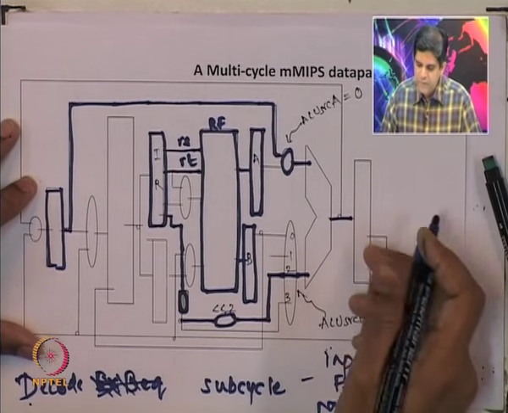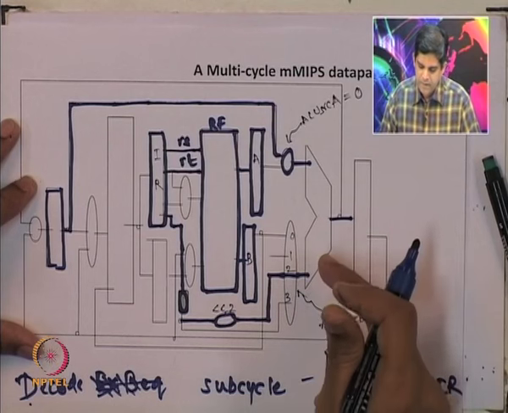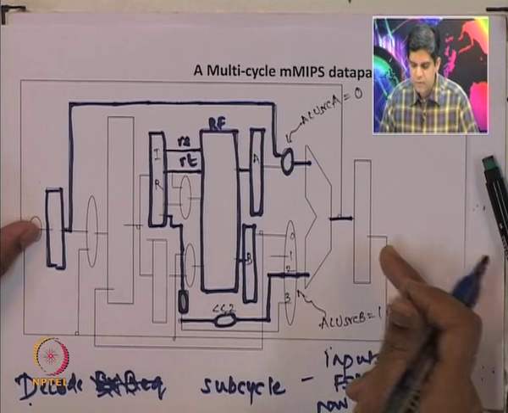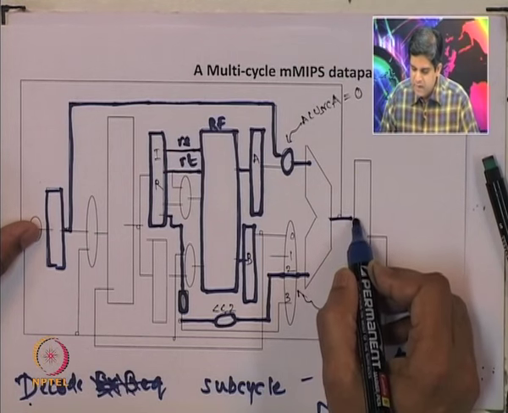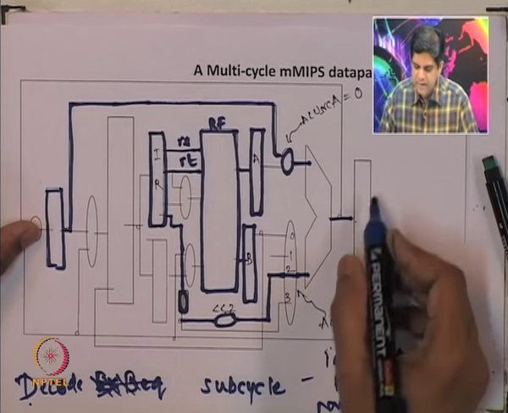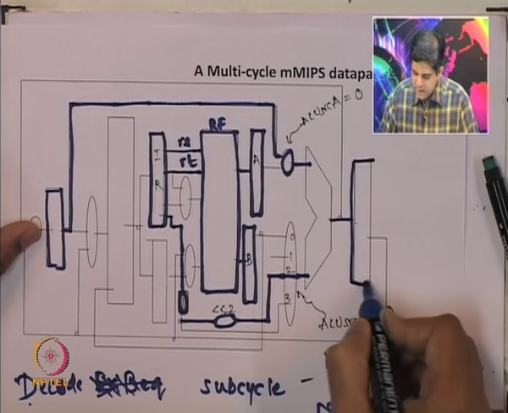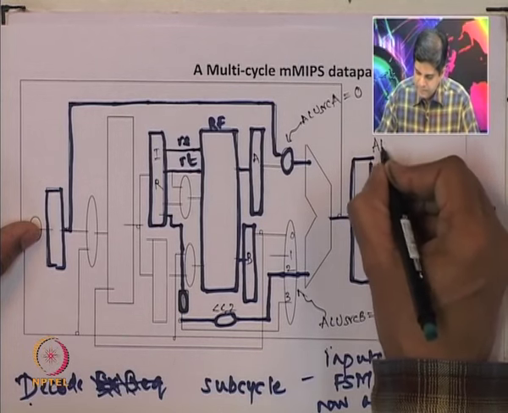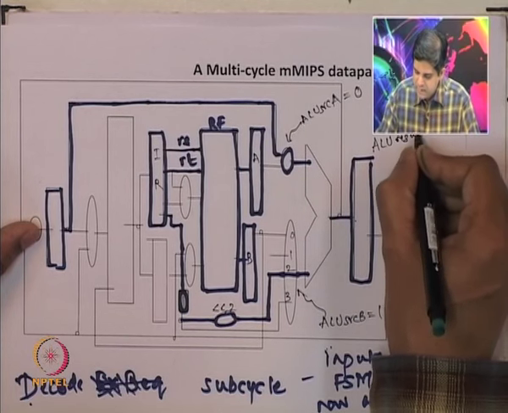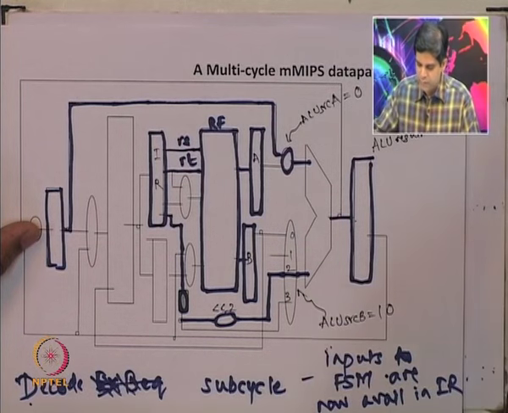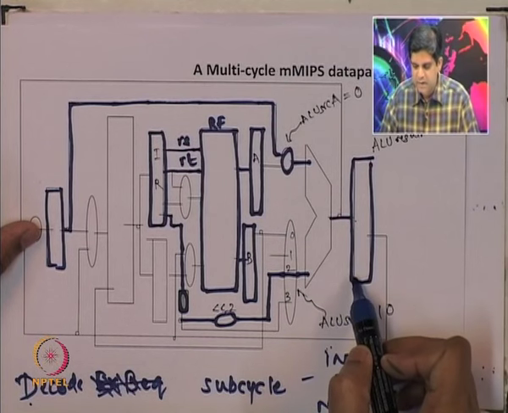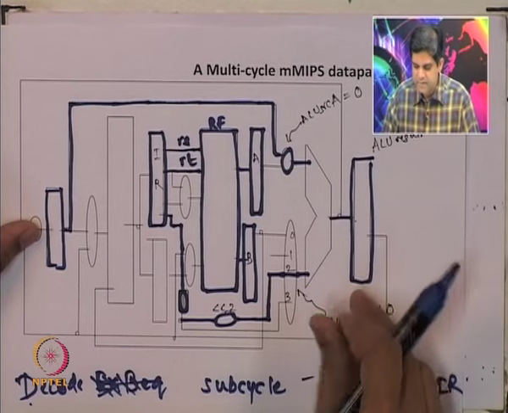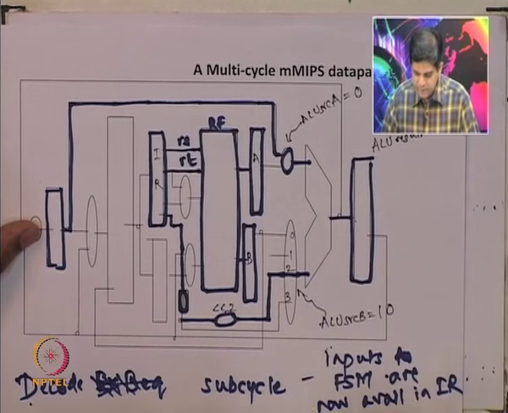So, since we want to defer the decision of whether the branch target address is to be loaded here to the next clock cycle, the information about the target address that we have calculated, we will put it in the ALU out register, the result register. This one will load. Its enable signal will be asserted, so that the branch target address is going to be stored here. That's part of the decode subcycle.